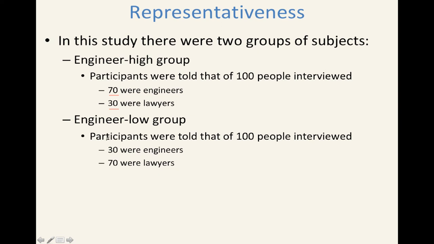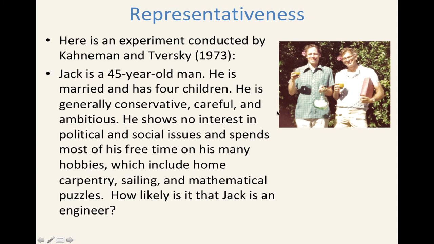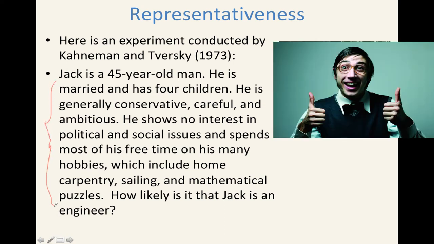Another group of participants were given the opposite set of numbers where only 30 were engineers and 70 were not. They were lawyers instead. So kind of a different mental image perhaps, right? A different stereotype might emerge from the lawyers. And then they asked their participants, okay, so how likely is it that Jack is an engineer? Well, if we're going with just our stereotype, we're going to say that Jack is super likely to be an engineer because this whole description here is very thick with stereotypes of an engineer.